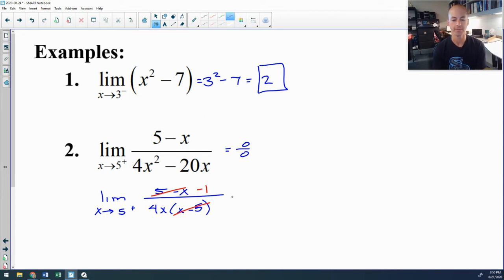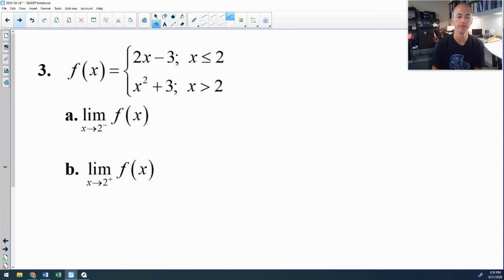Just remember that when you do cancel those, they are opposites, and there is a negative 1 left over. Now I can substitute directly in for x. So I'll plug in 5 for x. That'll be negative 1 over 4 times 5 is 20. And there is our answer for number 2. Okay, so let's move on and look at something a little bit more difficult.